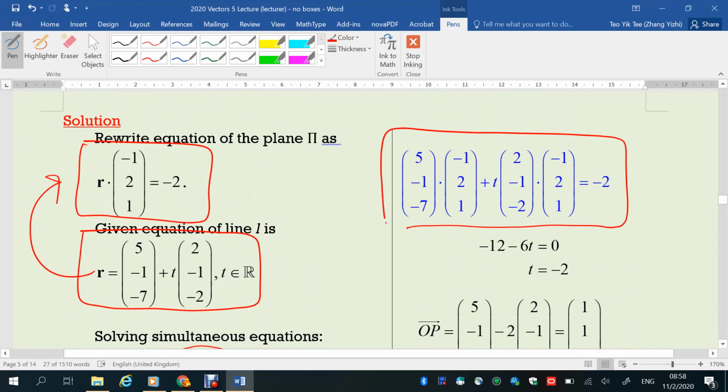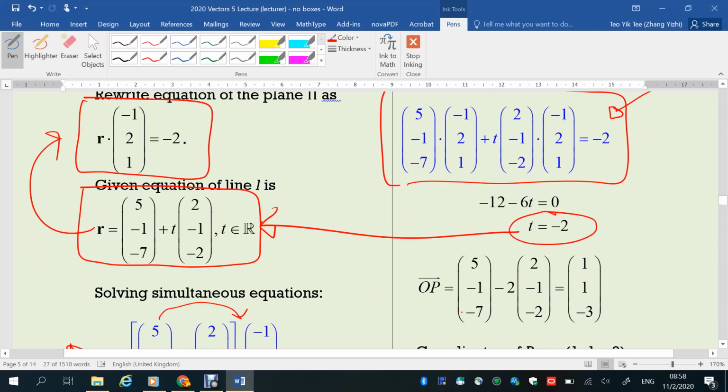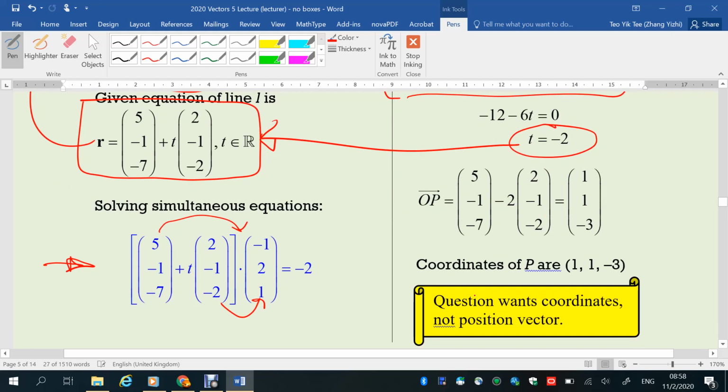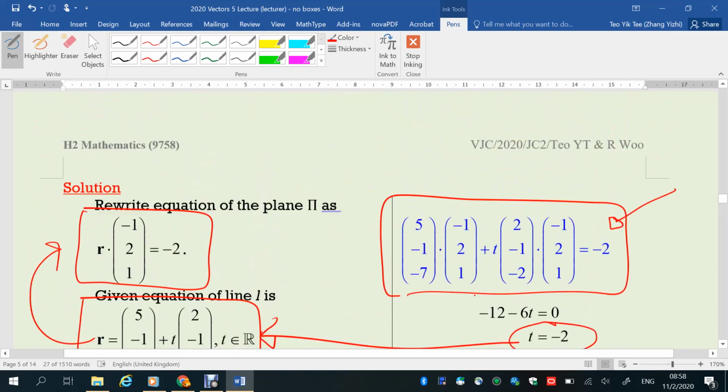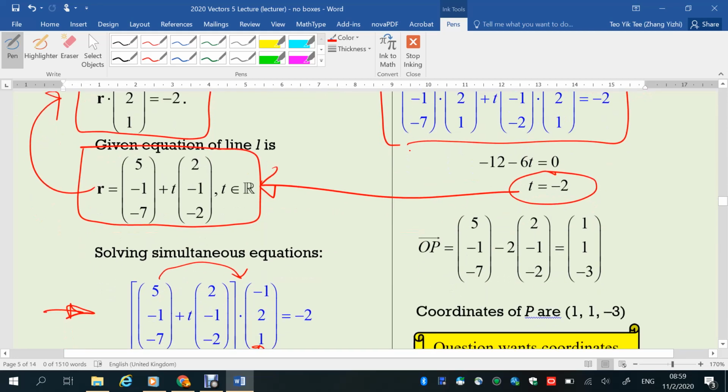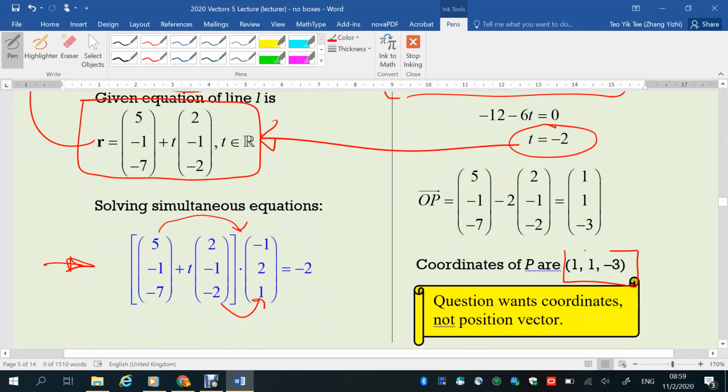It is good that you try and see whether you can generate this equation. And then from here, simplifying everything, you get t equals minus 2. And what to do with this t equals minus 2? Pump back into this equation, and you actually get the point of intersection between the line and the plane. Sometimes the question asks for position vector, sometimes the question asks for coordinates. If the question asks for coordinates, give me the answer in coordinate form.